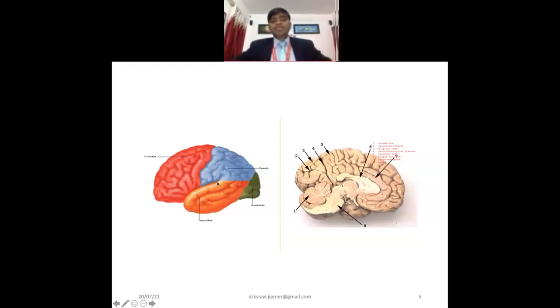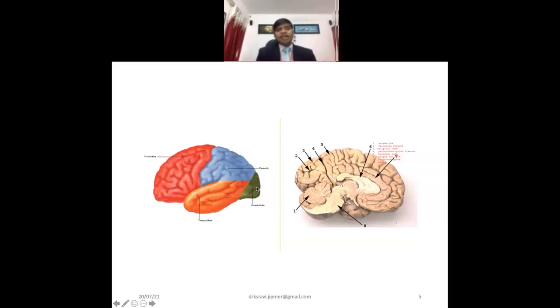Now, we need to draw another imaginary line, extending from the posterior ramus of the lateral sulcus to the first imaginary line drawn from the parieto-occipital sulcus to the preoccipital notch. The region anterior to the first imaginary line, superior to the posterior ramus and the second imaginary line, and posterior to the central sulcus is the parietal lobe. Inferior to the lateral sulcus and anterior to the first imaginary line is the temporal lobe. Posterior to the first imaginary line is the occipital lobe.